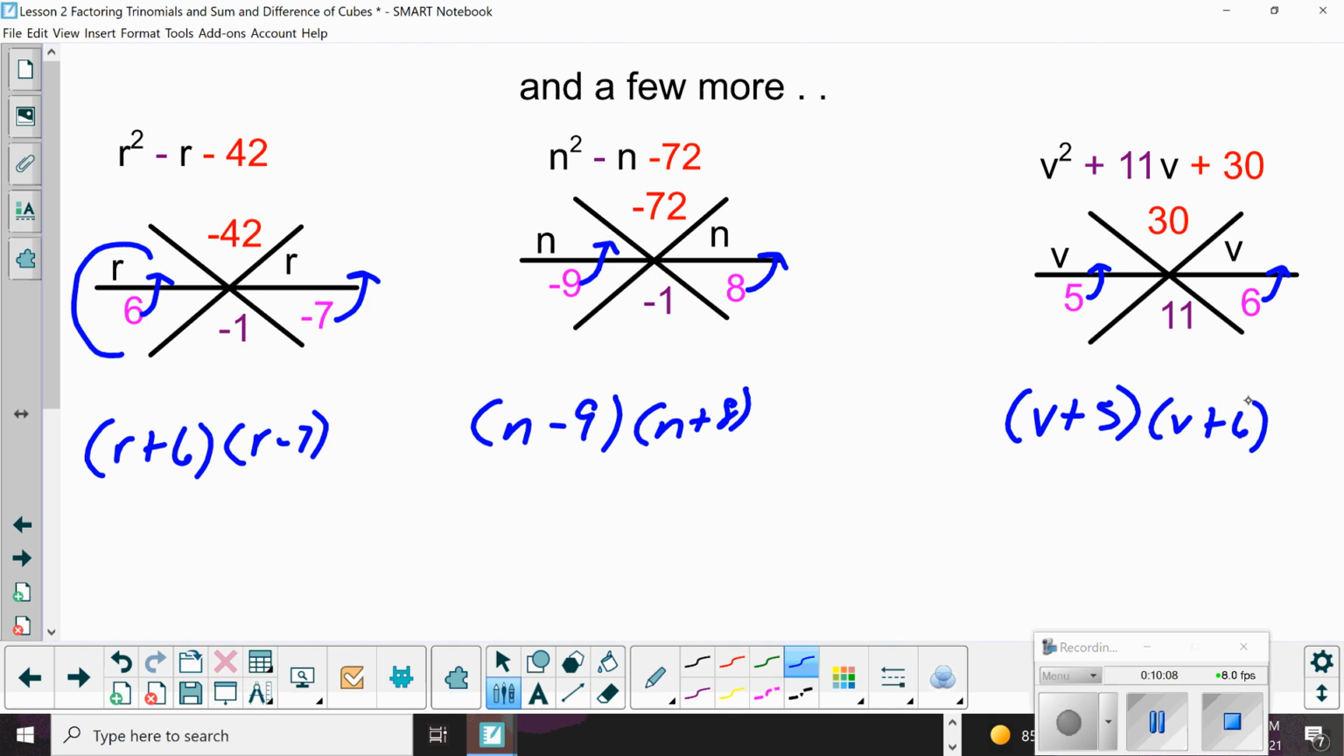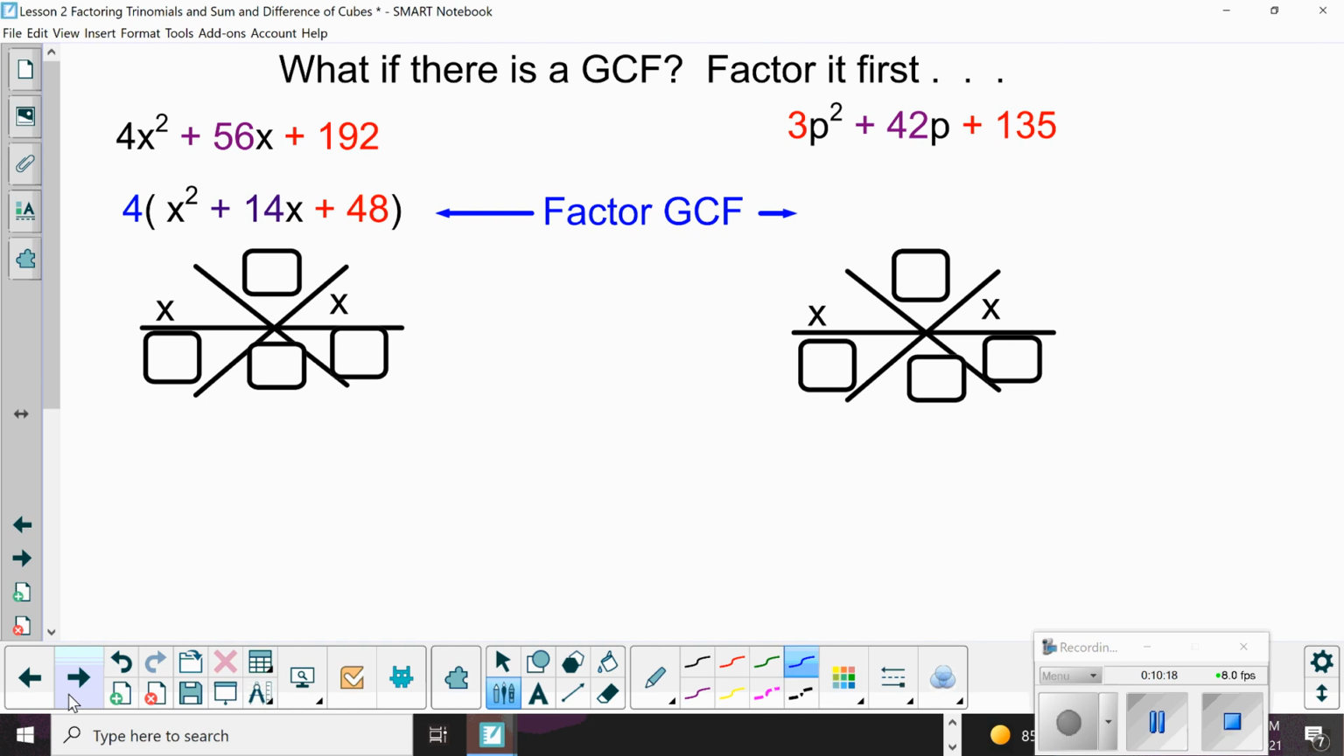Okay? It just takes some practice. The biggest thing is you've got to know your multiplication tables. If you know your multiplication tables, the rest of it is just filling in the star. Now, what if there is a GCF? Oh, okay, well first, over here, 4 goes into 4, 56, and 192.